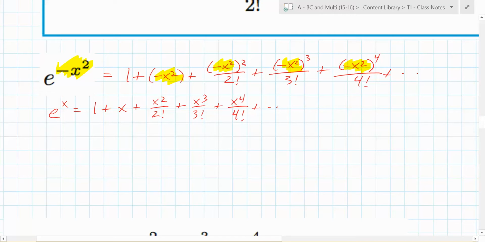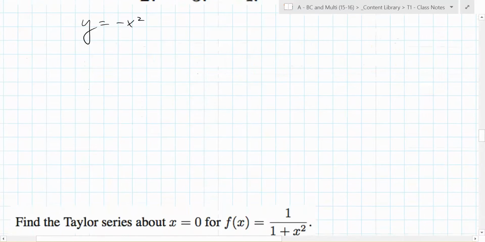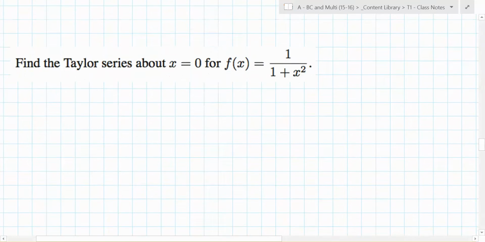Are we okay with that? Are we okay with direct substitution? Another way to say it is you can write out, e to the y is that. Doesn't matter what we call the variable. And then what do we literally do? We just let y equal anything. We make y equal to negative x squared. You can plug it in. Substitution, relatively straightforward.